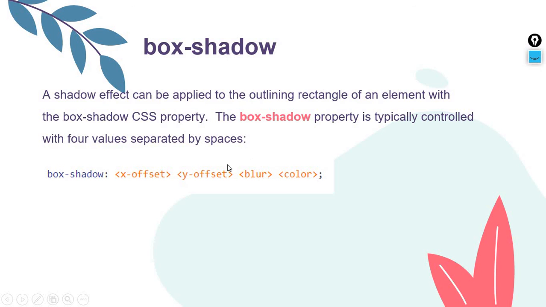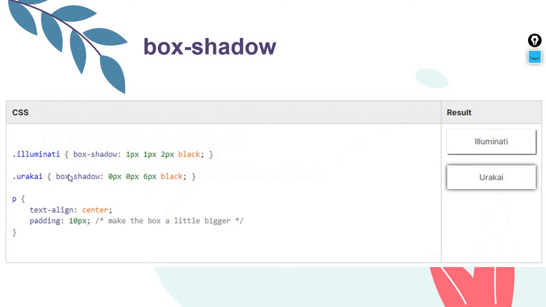The blur value is also a dimension unit but can only be 0 or positive. So look at this example. This first example results in this kind of box shadow, and for this second example, this is the result.